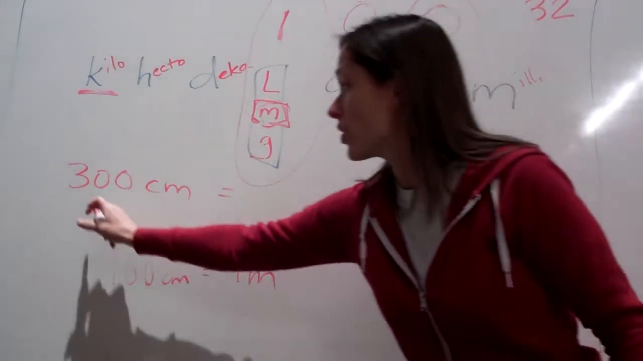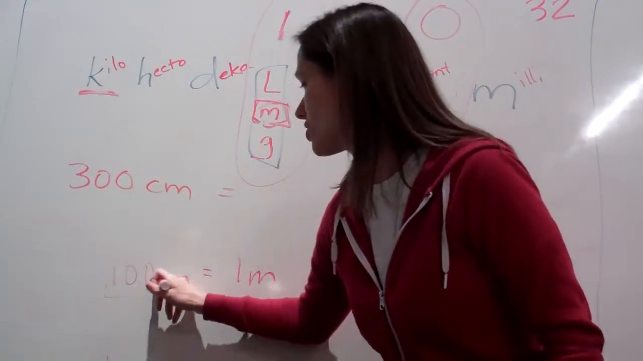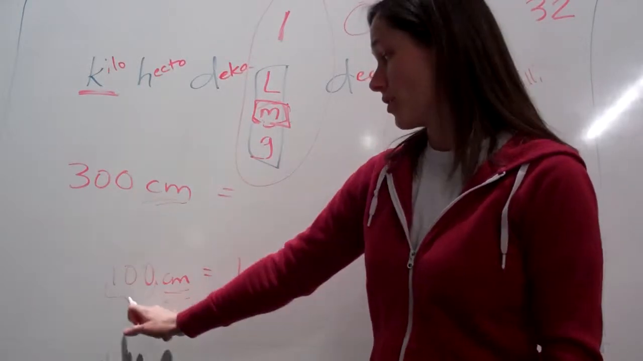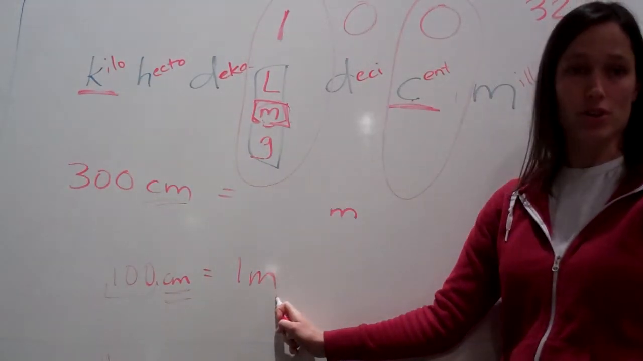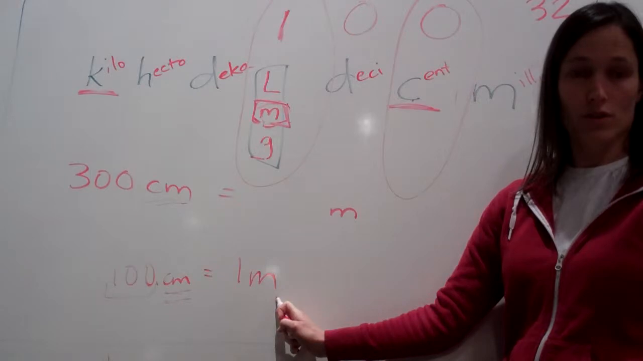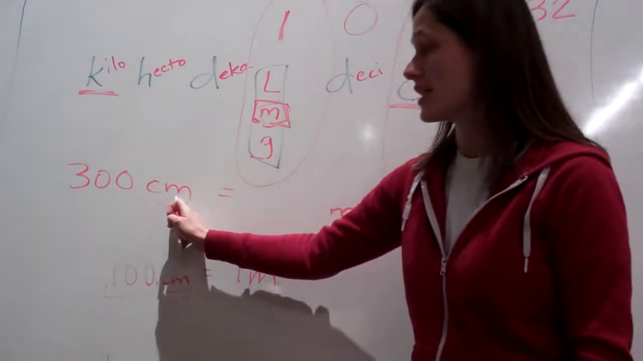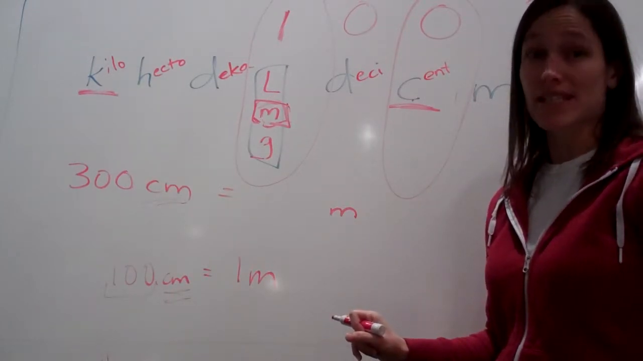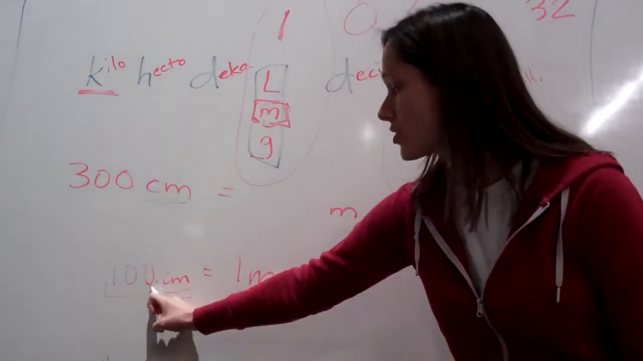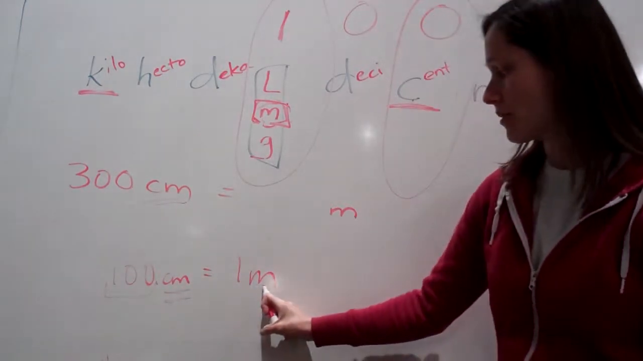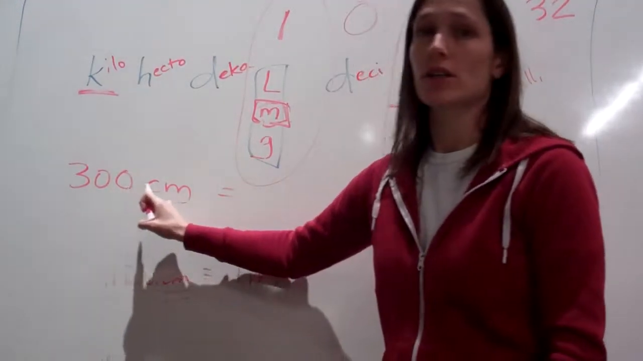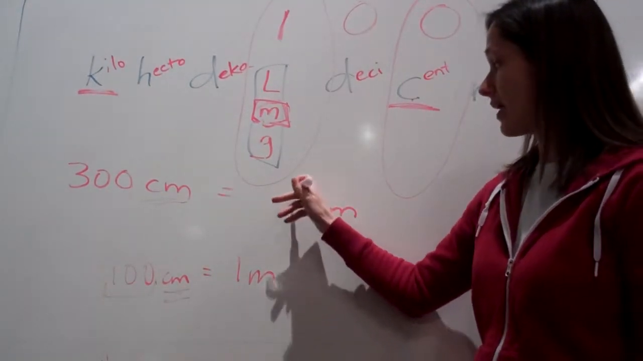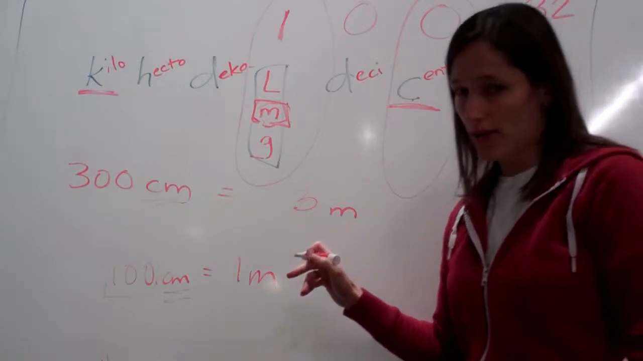Okay, look. 300, 100. Centimeters, centimeters. Look, 100 centimeters equals how many meters? 1. Okay, so 300 centimeters would equal 3. Everybody see that? 100 centimeters equals 1 meter. 300 centimeters equals 3 meters. Okay? Everybody got that? See how I did that?